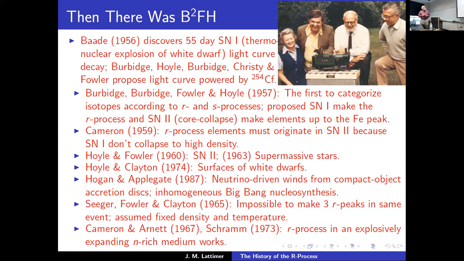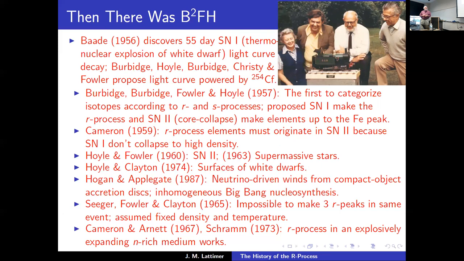uncovered the fact that thermonuclear explosions of white dwarfs, which we believe lead to supernovae of type 1a, I guess now, had a roughly 55-day exponential half-life in light curve decay. And Fowler and Hoyle knew that Bikini A-bomb tests had the appearance of having roughly the same kind of decay, where a lot of the energy was provided by the decay of californium-254. And so they connected californium-254 with type 1 supernovae, and therefore suggested that the r-process is connected with type 1 supernovae, and the other type, due to gravitational collapse, core collapse explosions, must be responsible for the bulk of elements up to the iron peak.